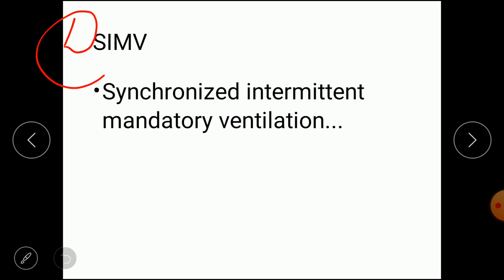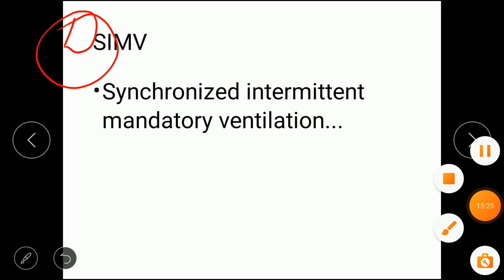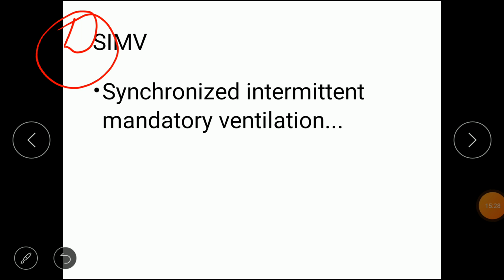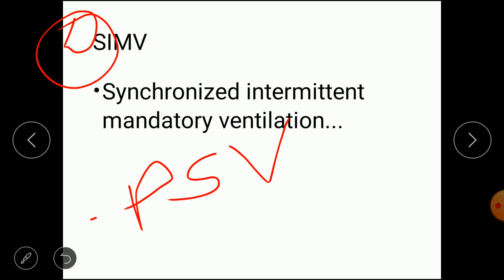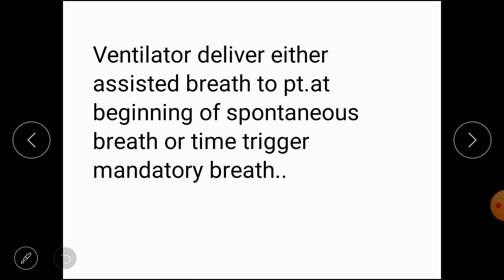Fourth number is SIMV mode, synchronized intermittent mandatory ventilation, that is, intermittent interval mandatory ventilation together with control ventilation. Generally this mode is very helpful and is sometimes used with PSV, pressure support ventilation. SIMV plus PSV is known as a combination of modes. Here the ventilator delivers either an assisted breath at the beginning of a spontaneous breath or a time-triggered mandatory breath.